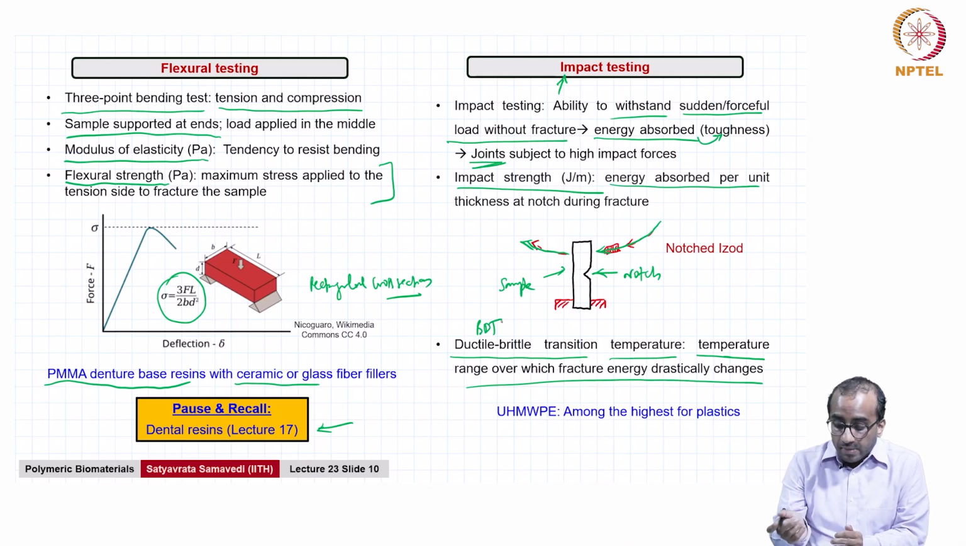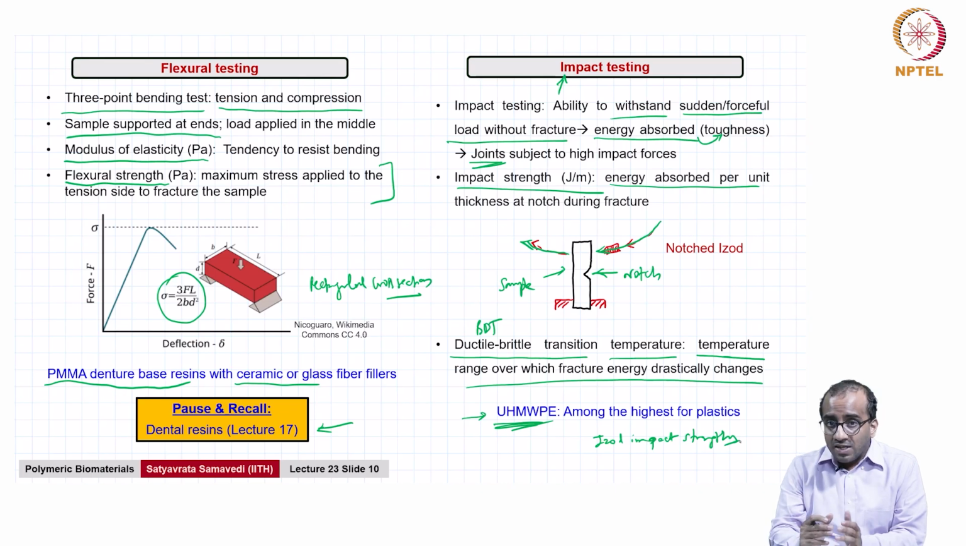And the material of relevance here, the example we are looking at, is ultra high molecular weight polyethylene, which among all known plastics has one of the highest IZOD impact strengths. And now I will leave it to you as an exercise to connect if this has any bearing on its use as a liner in orthopedic hip and knee replacement devices.